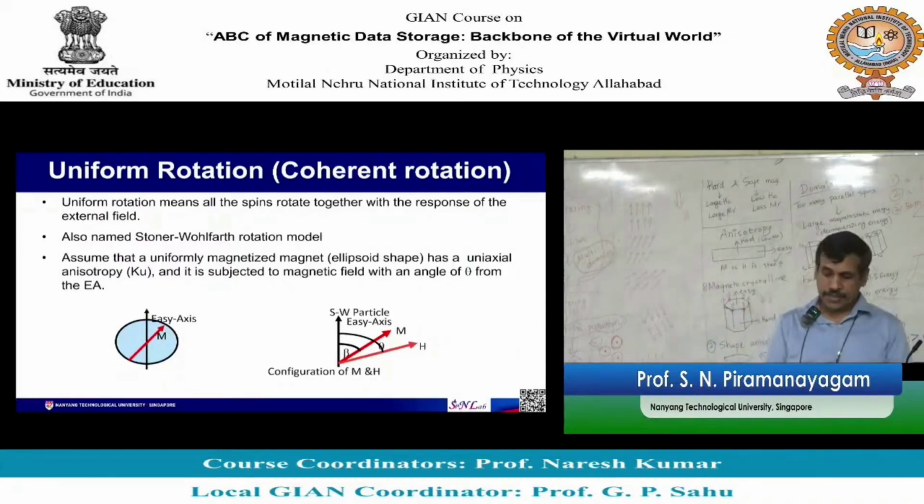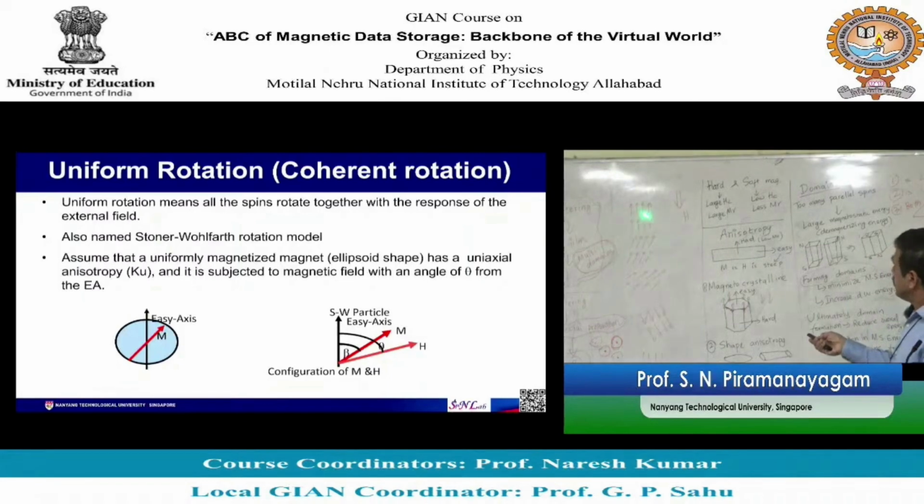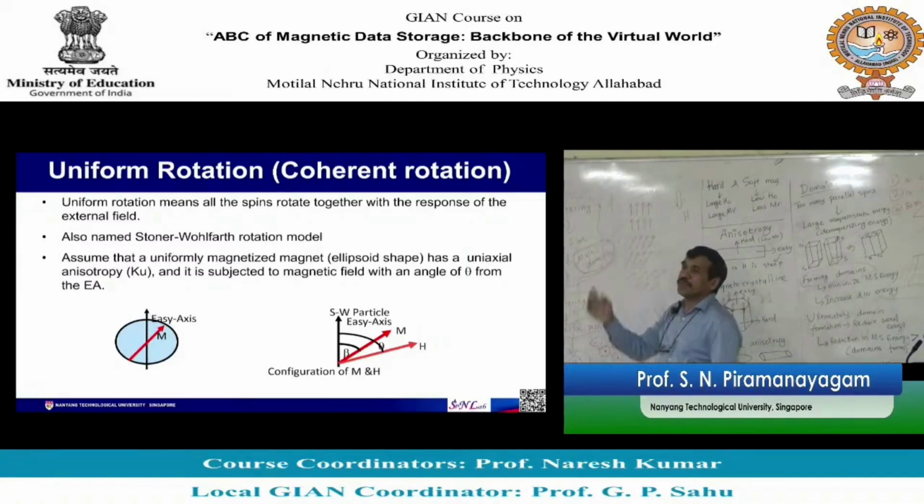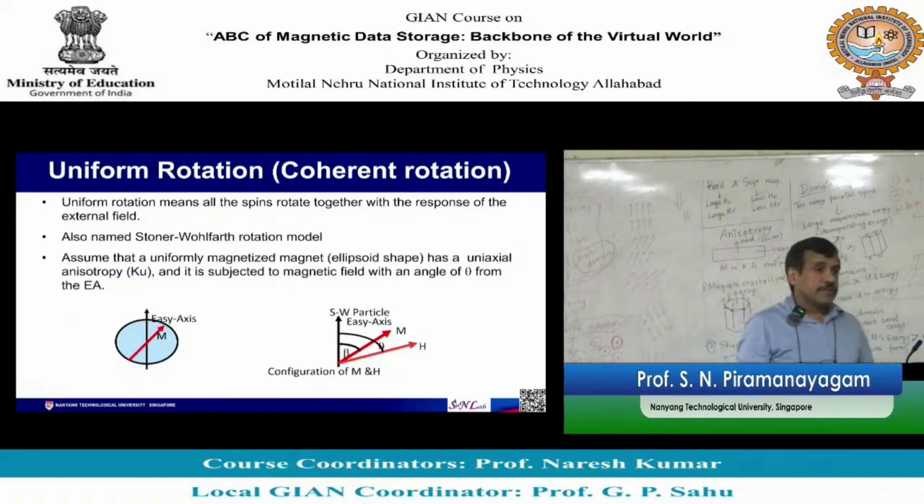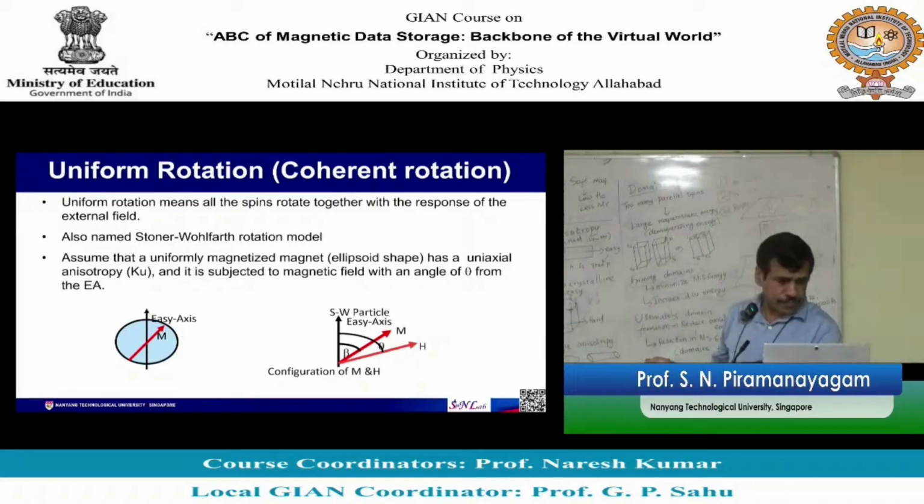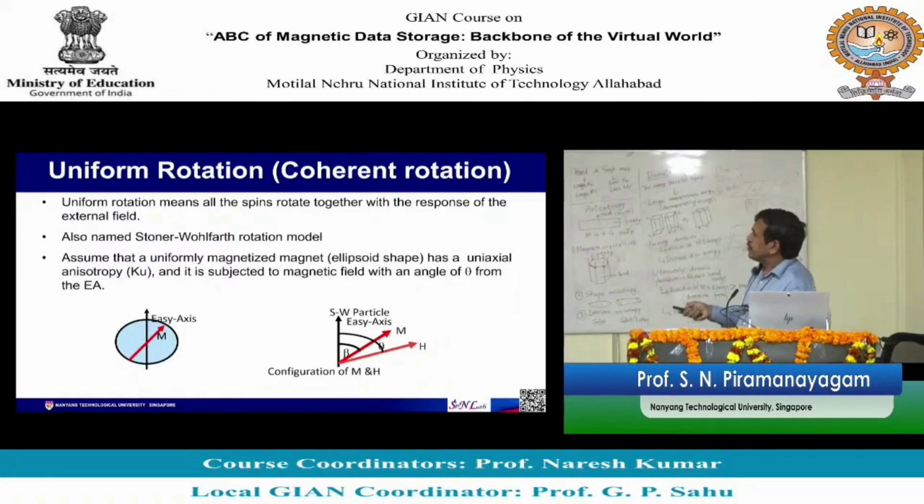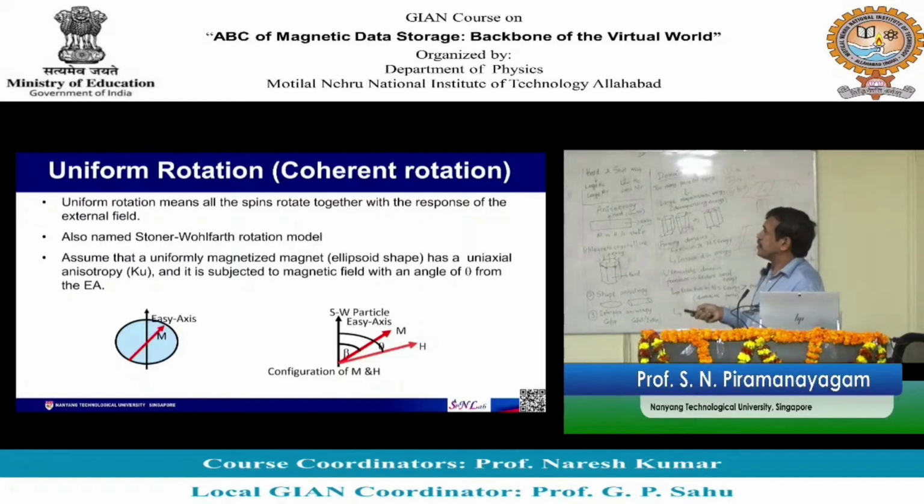They are going together in the same way. If this spin tilts by 15 degrees, this also tilts by 15 degrees, and so on. So all the spins reverse together, and that's called uniform rotation or coherent rotation. So this kind of reversal mechanism is called the Stoner-Wohlfarth reversal mechanism.